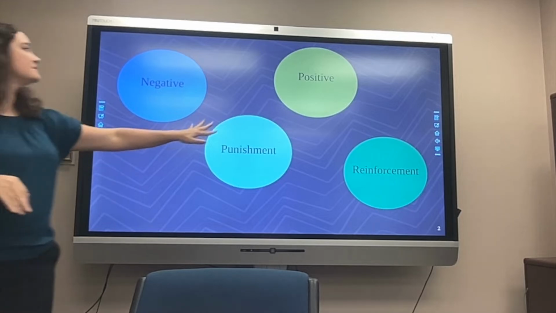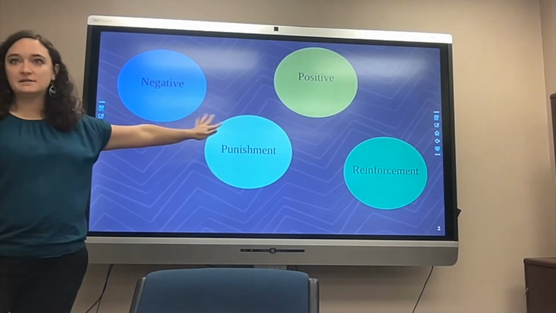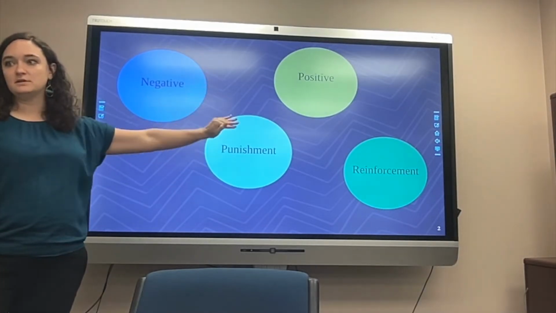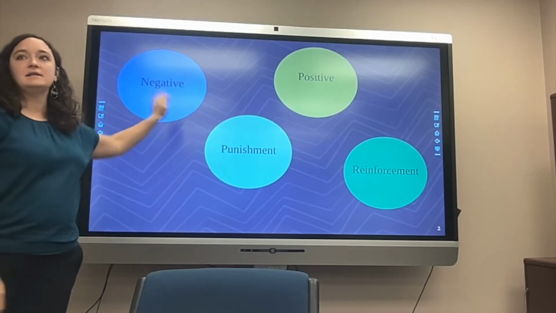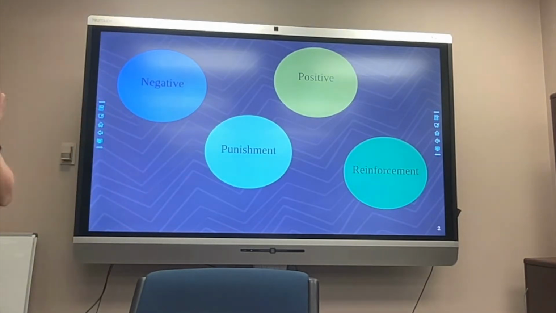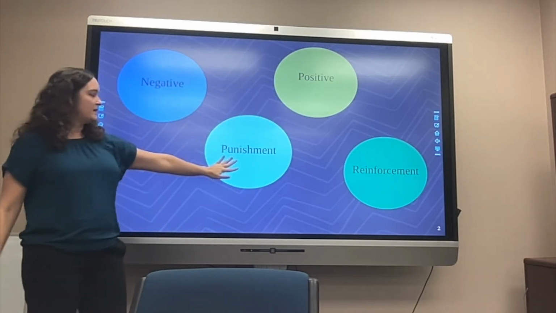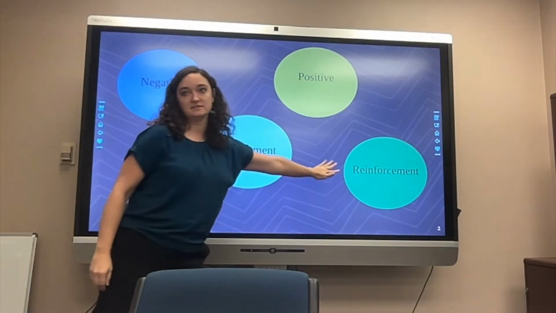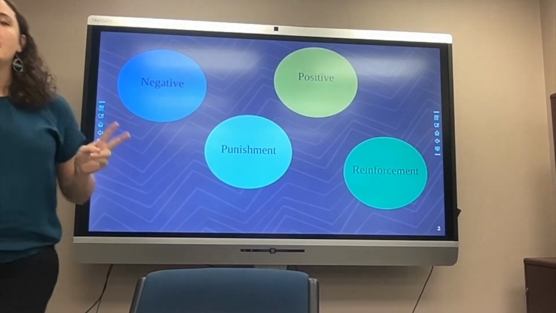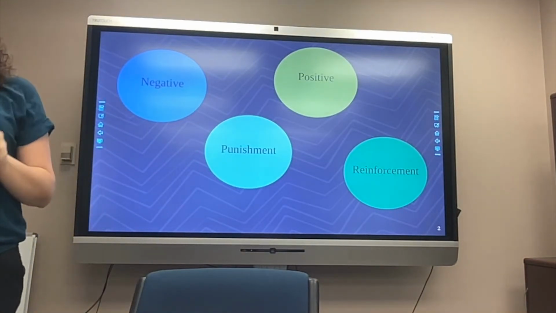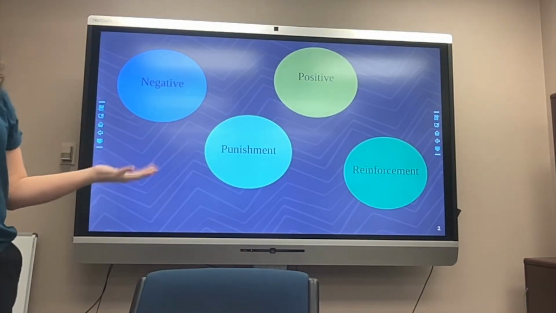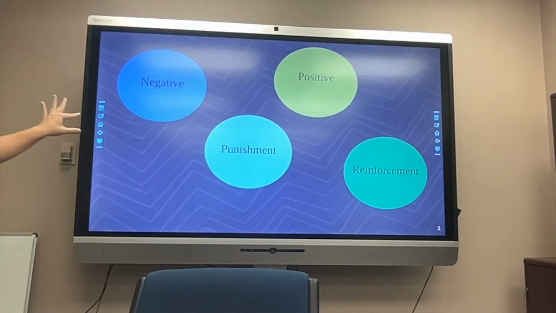So we have connotations already associated with these words. We think of positive and reinforcement as good and negative and punishment as bad. But when we're talking about the science of behavior, we remove those connotations. So it's something is removed, something is added, behavior decreases, behavior increases. So that's what those mean. I'm going to talk about putting each of these words together, which is going to be the bulk of what we're talking about today, but I wanted to introduce that.